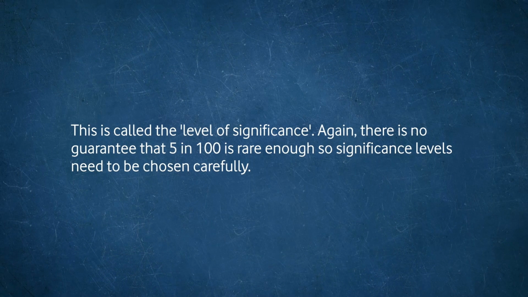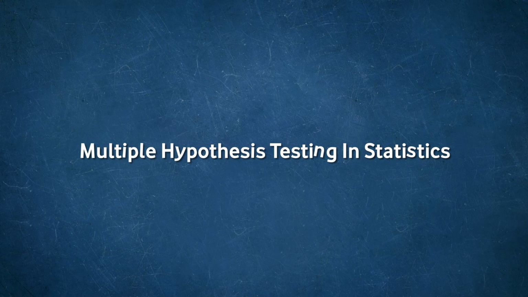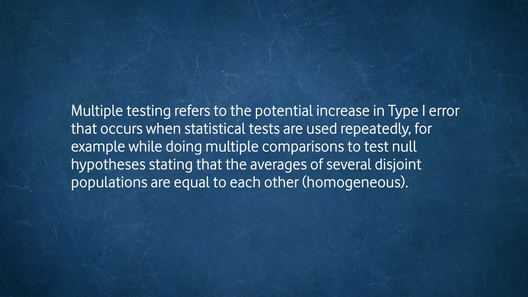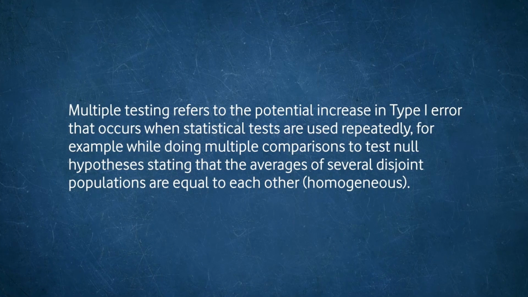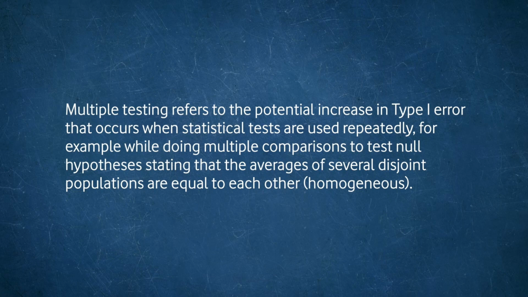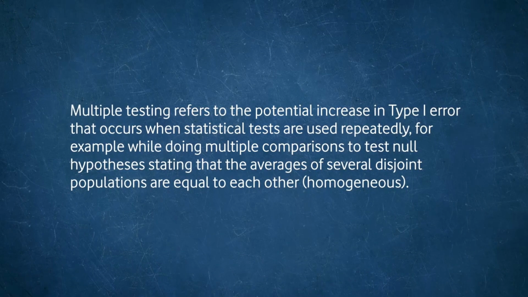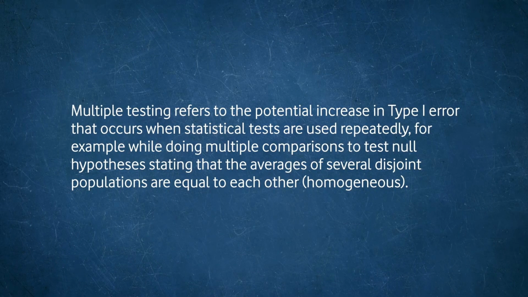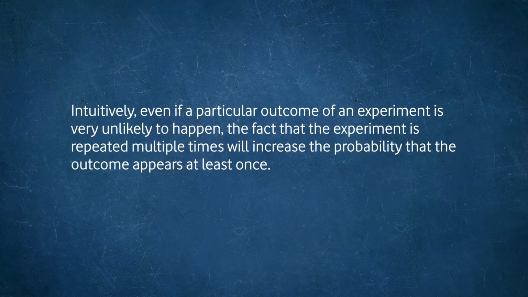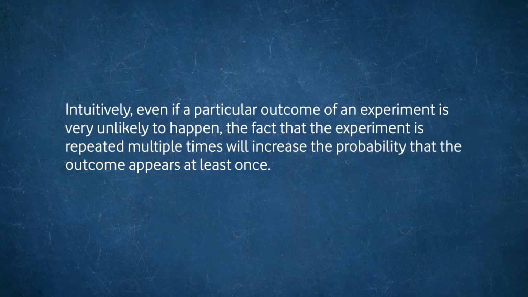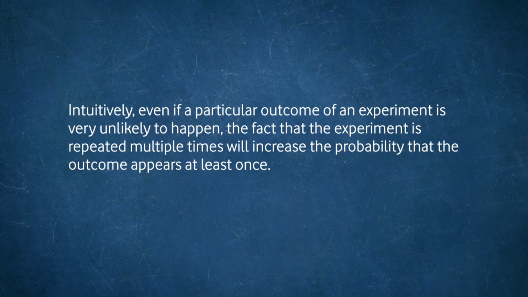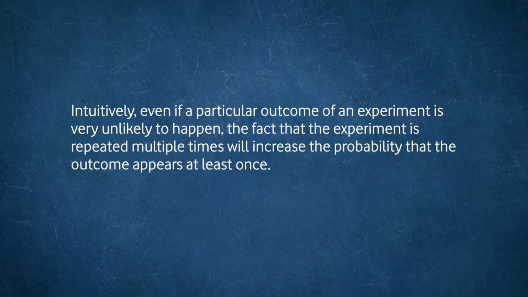Multiple hypothesis testing in statistics is very important, because multiple testing refers to the potential increase in type 1 error that occurs when statistical tests are used repeatedly. For example, while doing multiple comparisons to test the null hypothesis stating that the averages of several disjoint populations are equal to each other, that is homogeneous. Intuitively, even if a particular outcome of an experiment is very unlikely to happen, the fact that the experiment is repeated multiple times will increase the probability that the outcome appears at least once.